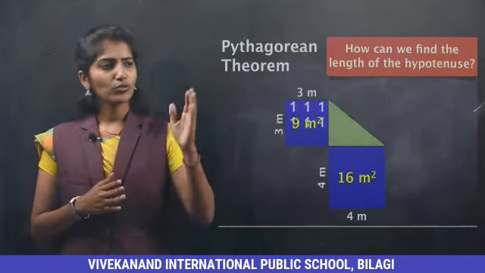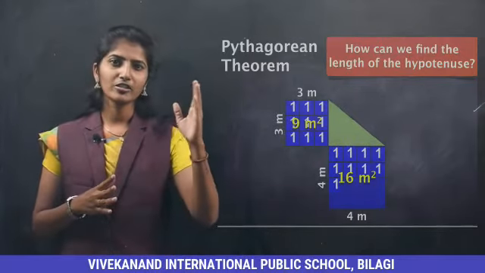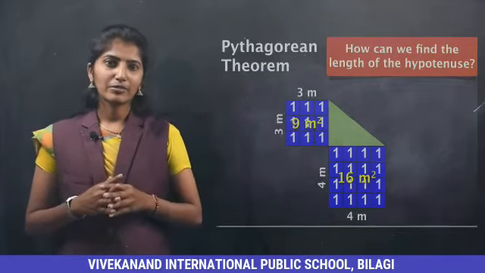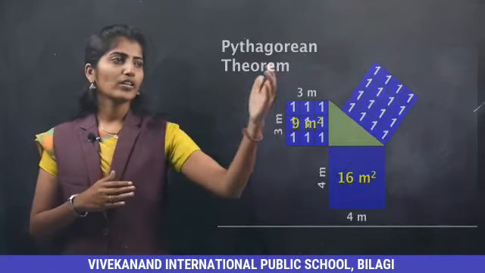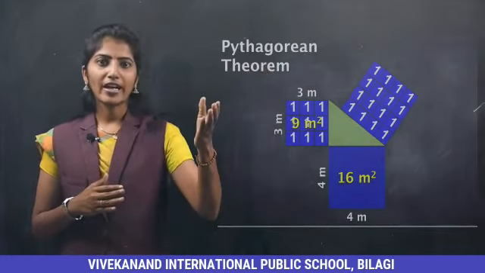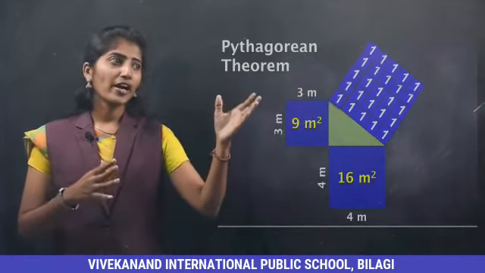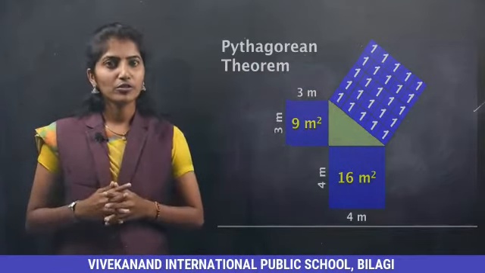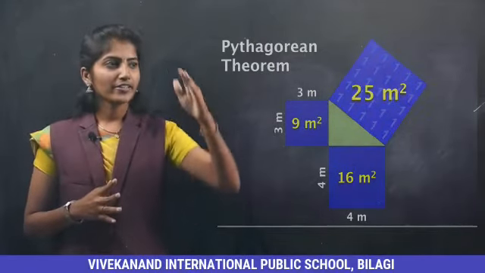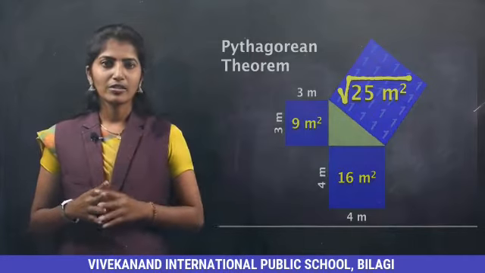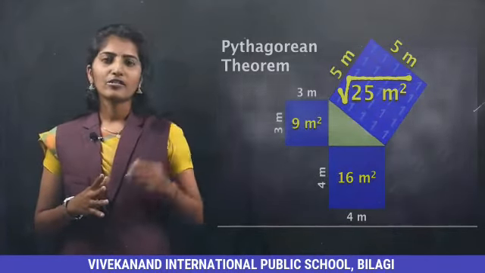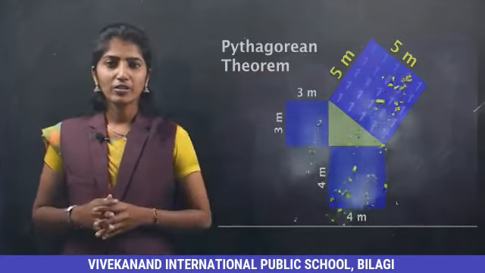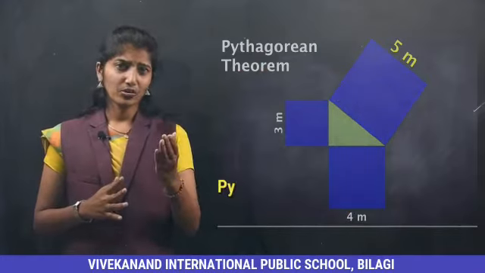Now in this video, I am going to divide both squares into unit tiles. We have 16 meter square and 9 meter square. By moving all the tiles, 16 and 9 tiles, over the hypotenuse side, we get another square of length 5 by 5 measuring 25 meter square. If we put a square root over it, we get the actual length of the hypotenuse side as 5 meter. Thus, we get a right angle triangle with the sides 3 meter, 4 meter and 5 meter, which are often called Pythagorean triplets.